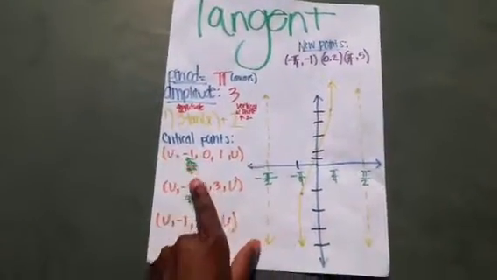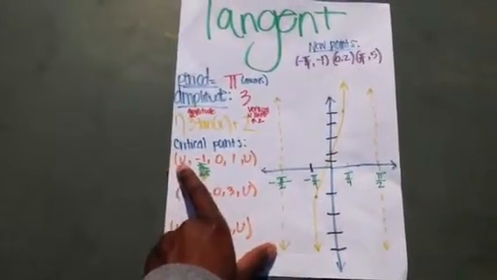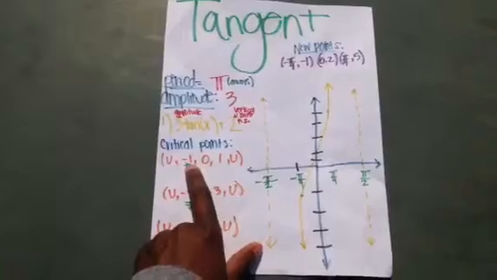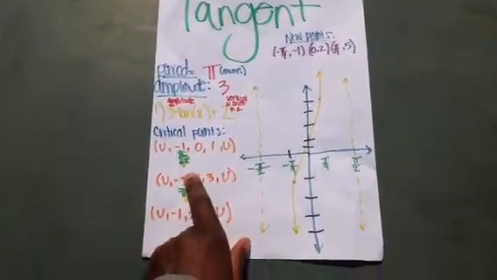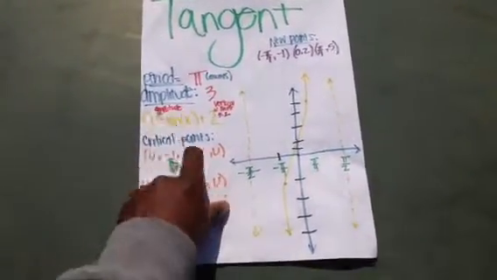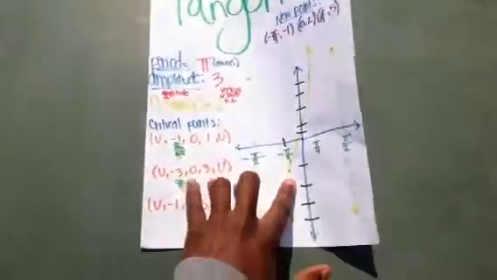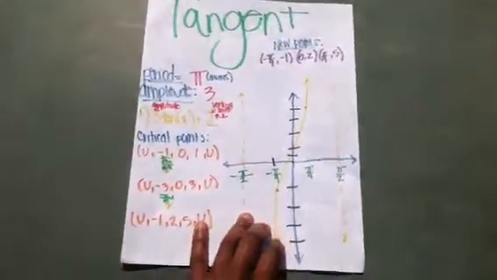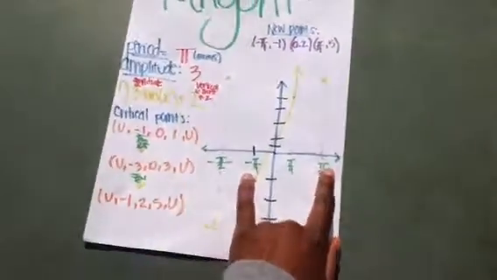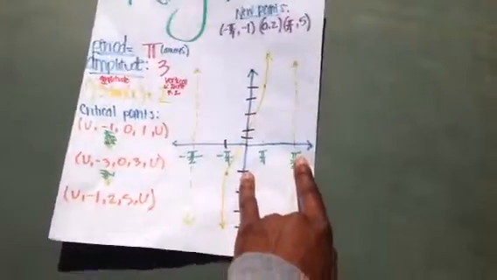Your critical points for tangent are also slightly different. It's undefined, -1, 0, 1, and undefined. With these points, you will multiply your amplitude as usual and get undefined, -3, 0, 3, undefined. You also add your 2, which is your vertical shift, and get undefined, -1, 2, 5, undefined.